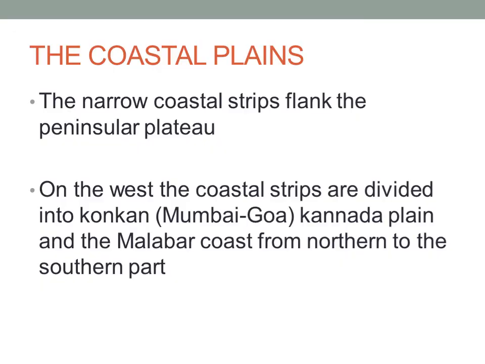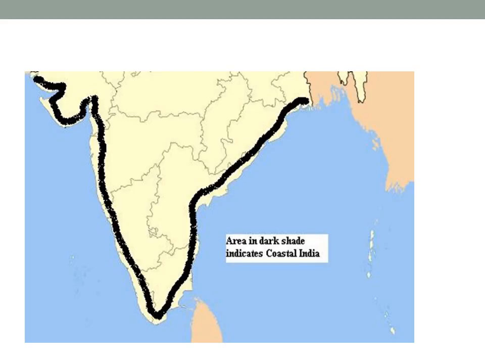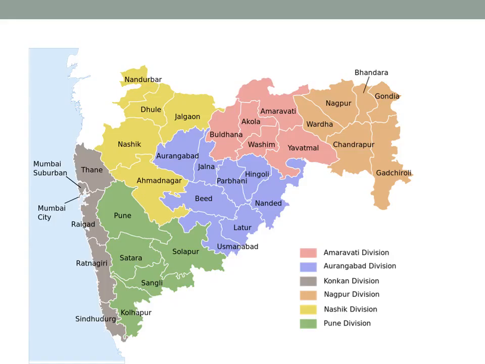The coastal plains. The narrow coastal strips flank the peninsular plateau. On the west, the coastal strips are divided into Konkan, Mumbai, Goa, Kannada Plain and the Malabar coast from northern to the southern part. So in this map, the area that has been shaded dark indicates the coastal areas. The ash color shaded region in this map, which is spread across Mumbai from Thane till Sindhudurg, is called the Konkan division.